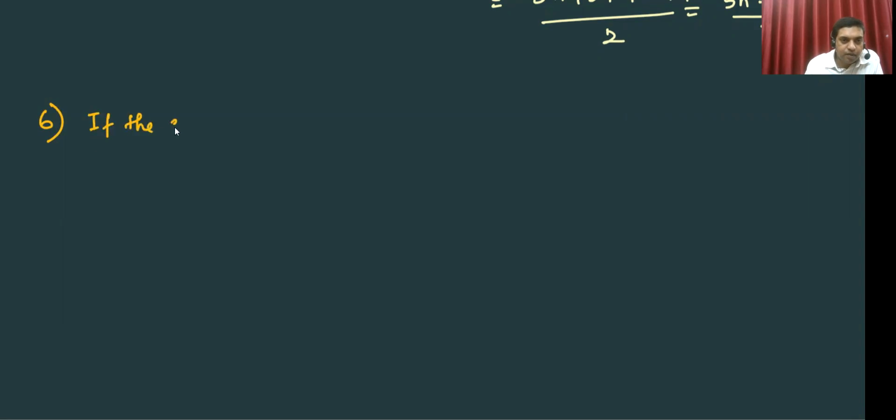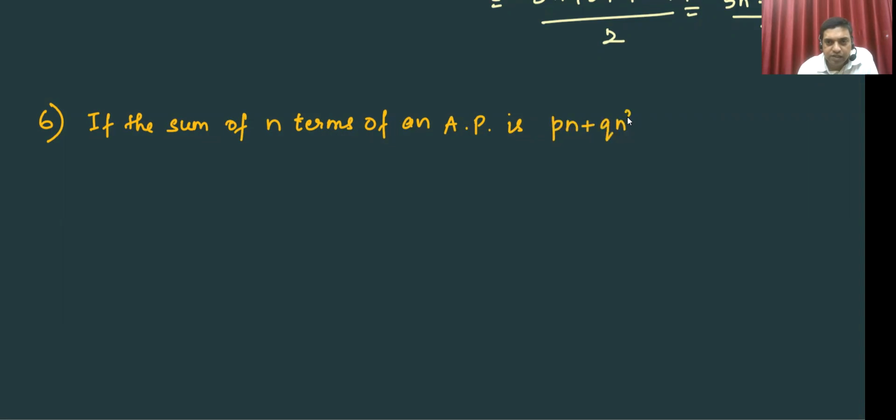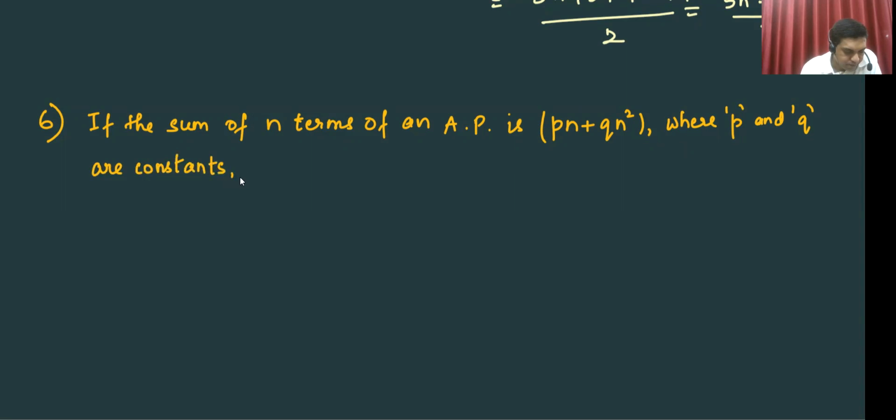If the sum of n terms of an AP is Pn plus Qn squared, where P and Q are constants, find the common difference.